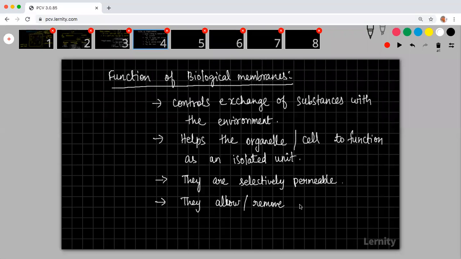They allow or remove substances in specific directions.